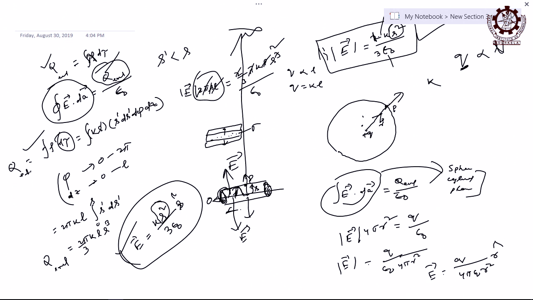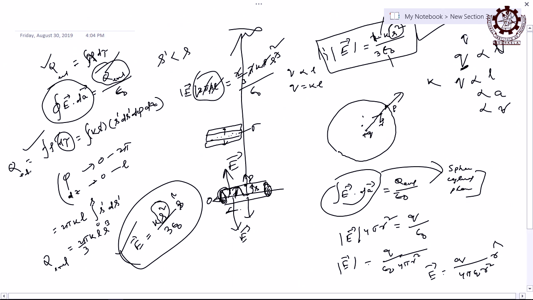If you take linear, then this Q is proportional to length, but if you take surface, it is proportional to area, and if you take volume, it is proportional to the volume. So accordingly K value will be different. If K is equal to KL, then what is the dimension of K here? K will be equal to Q times L, the unit of Q and the unit of L is the unit of K. So it is coulomb per meter, unit of K.